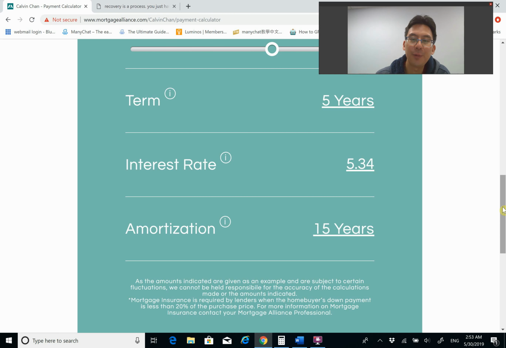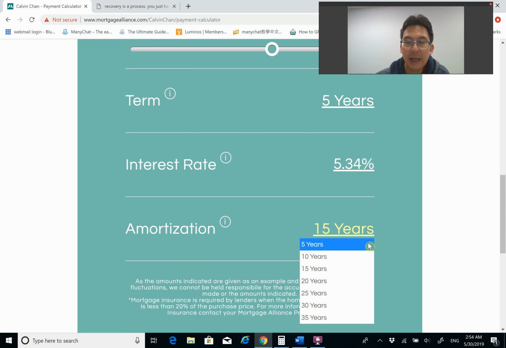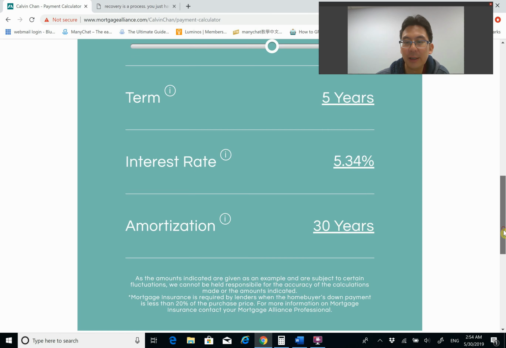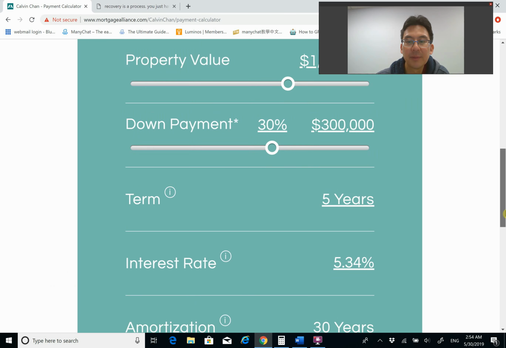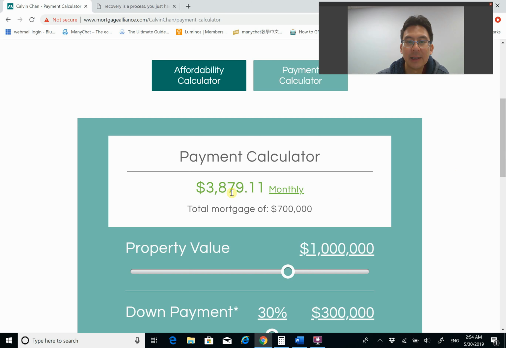There are a lot of things going on in the interest rate, which is why you should put 5.34 and all that. I will tell you in the next video about the B20 rules and all that stuff. But for now, just remember 5.34. For the amortization, just put 30 years. After that, look at $3,879.11 per month, right? So that's the monthly payment.